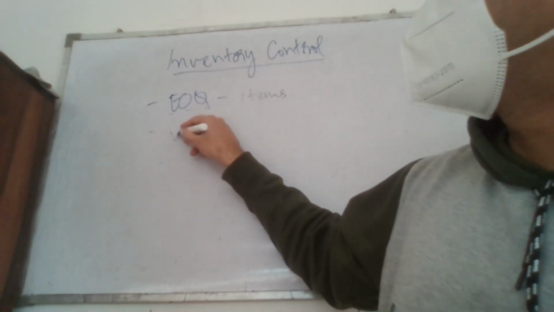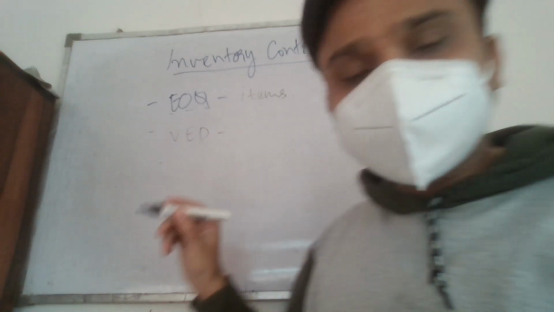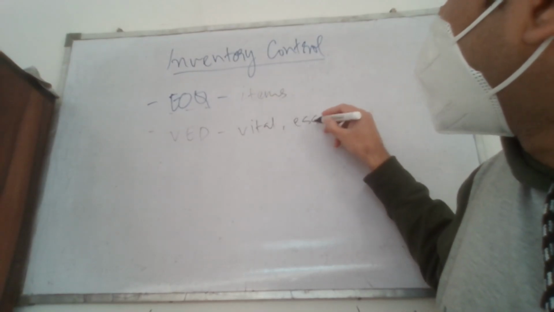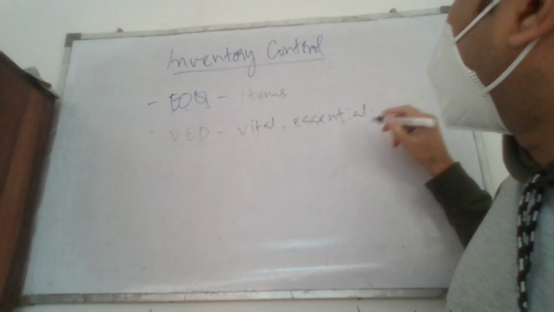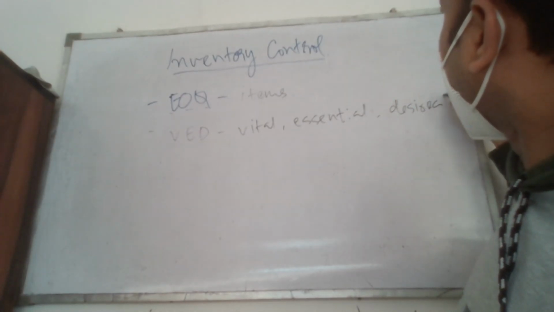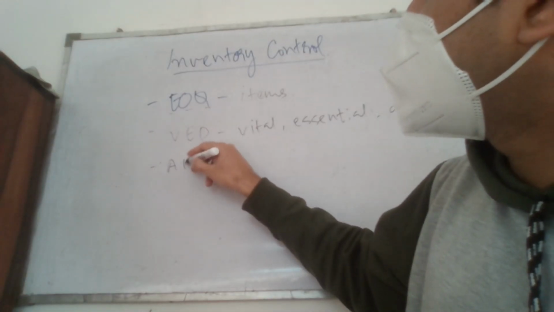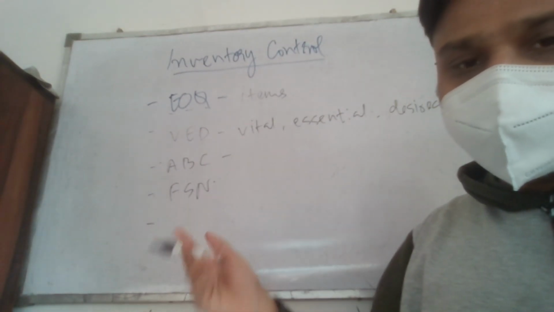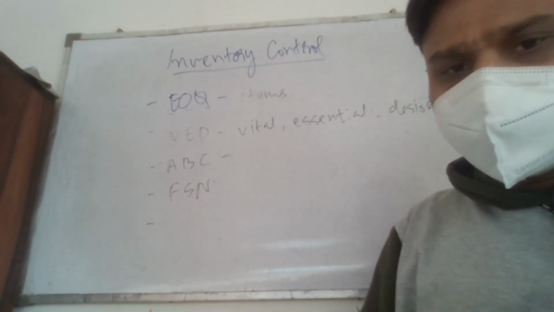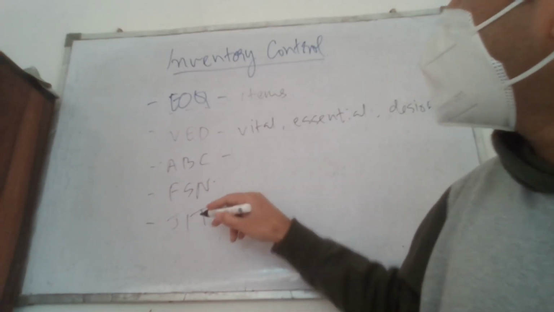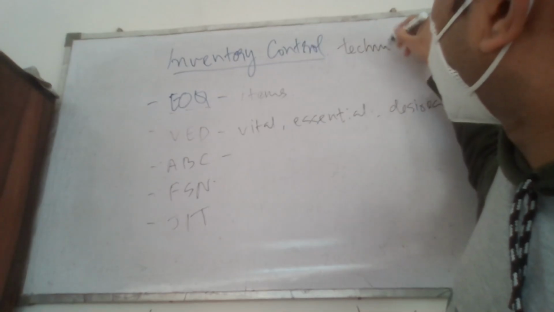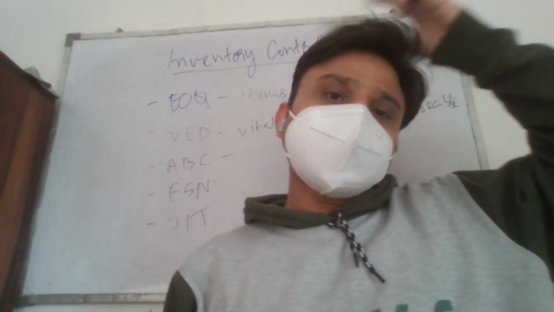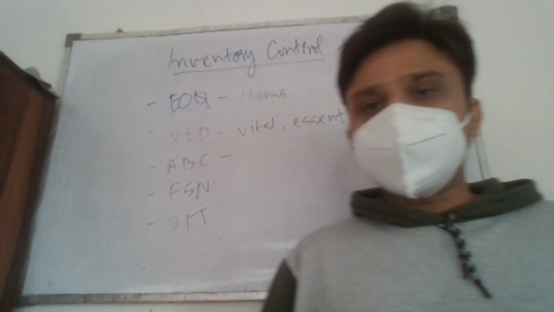Then we have weight analysis. Weight analysis means we divide a product into three parts: vital, essential, and desirable. Then we have ABC analysis, FSN analysis, and JIT analysis as well, just in time. All these are inventory control techniques, which we'll talk about later. Then we want to discuss what is the cost of inventory accumulation.